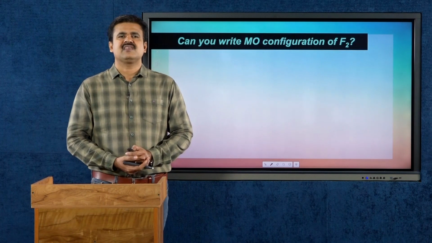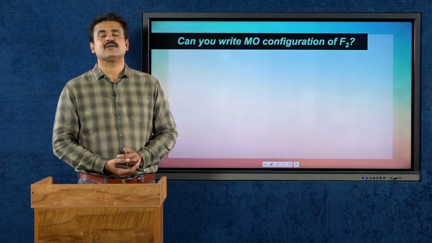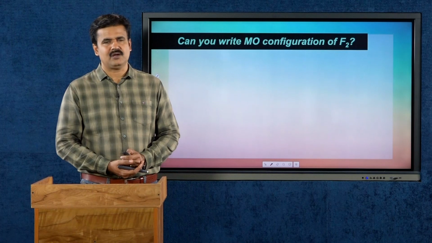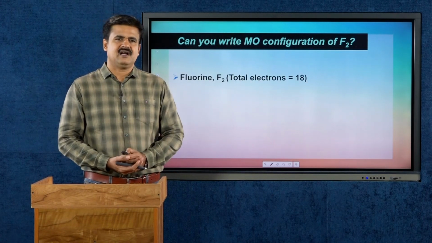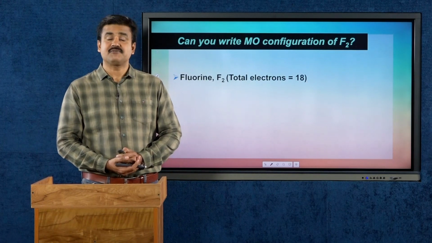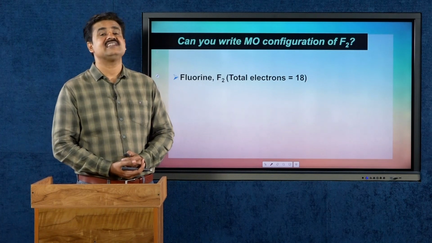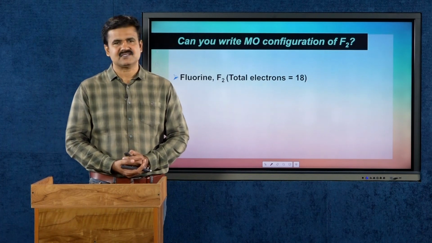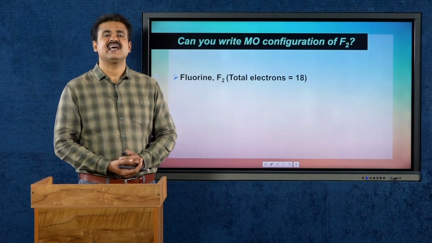Now, can you write the molecular orbital configuration of the F2 molecule? The F2 molecule has a total of 18 electrons. This is because each fluorine atom has 9 electrons, since its atomic number is 9.